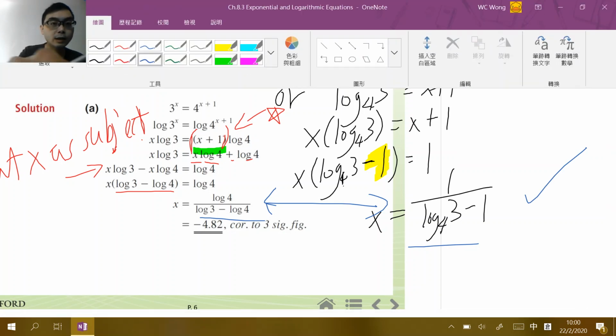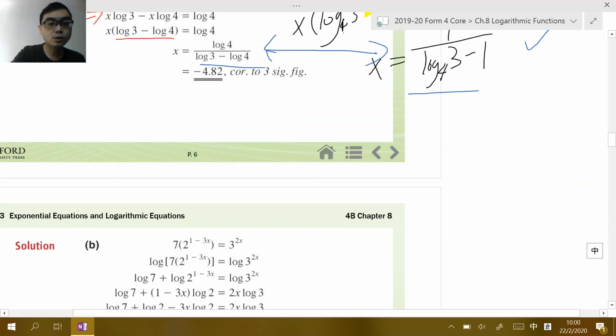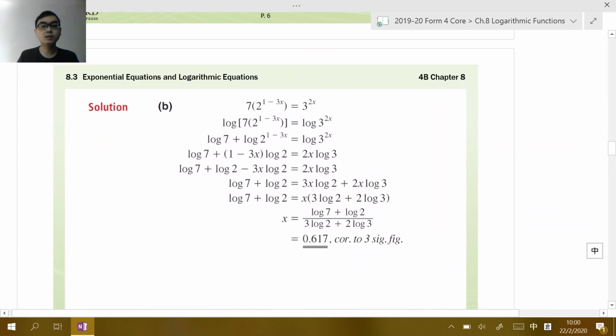Now we take a look at the last one. This one is a little bit complicated because you can see this time on the left hand side you have the term 7 also. But no matter, there is a term without power x, for example, you have only a multiple of 7 here.